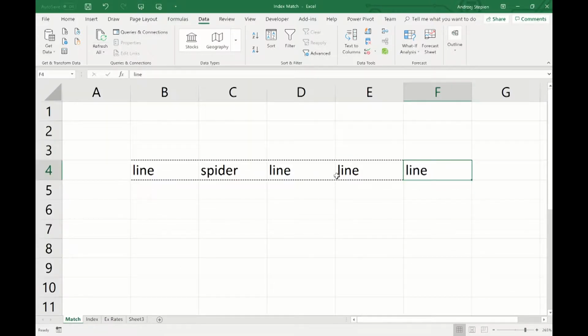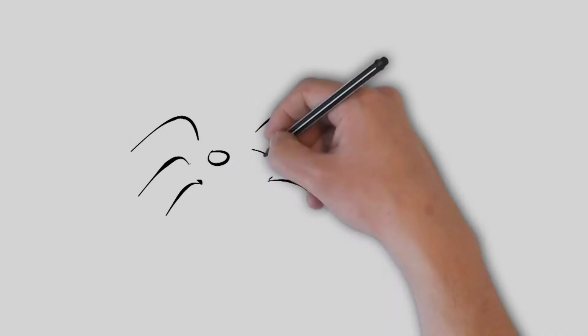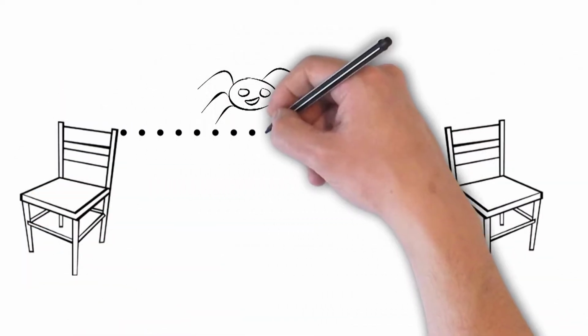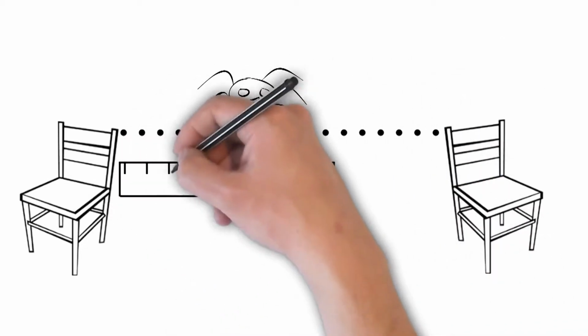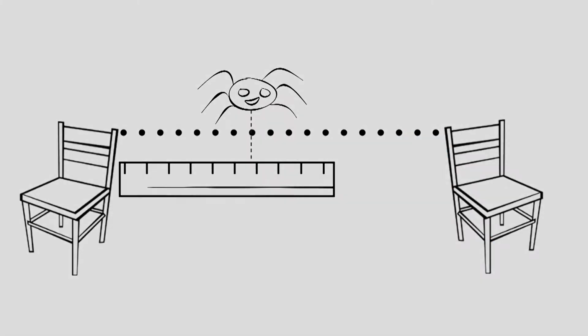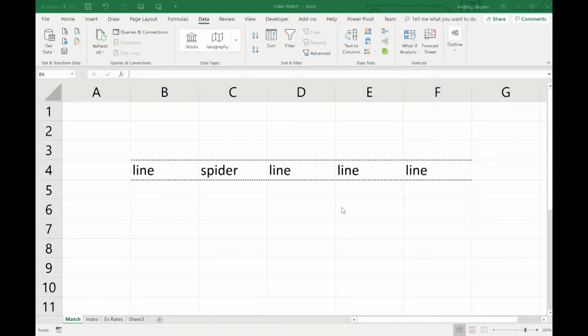At the moment those probably don't make much sense to you, but let me explain what I'm doing here. Now let's imagine a spider. If I wanted to explain to someone where that spider is, it's really difficult at the moment because there are no objects relative to the spider. Let's add two chairs and a string in between them. If I now take a ruler and measure the distance from the first chair to where the spider is, I have my dimension. And that is exactly what the MATCH formula does. In its simplest form, it's going to help us identify where the spider on our line is.